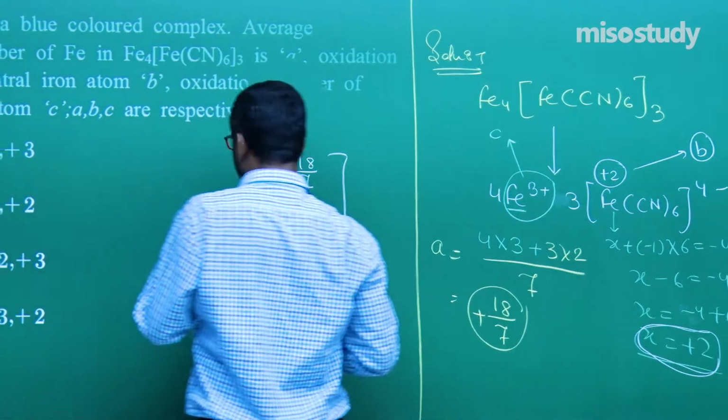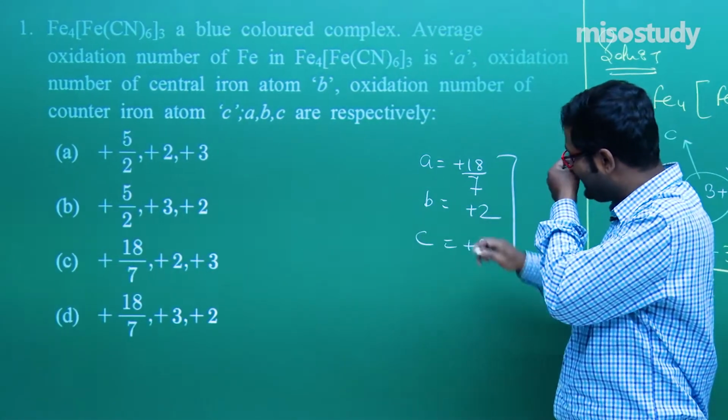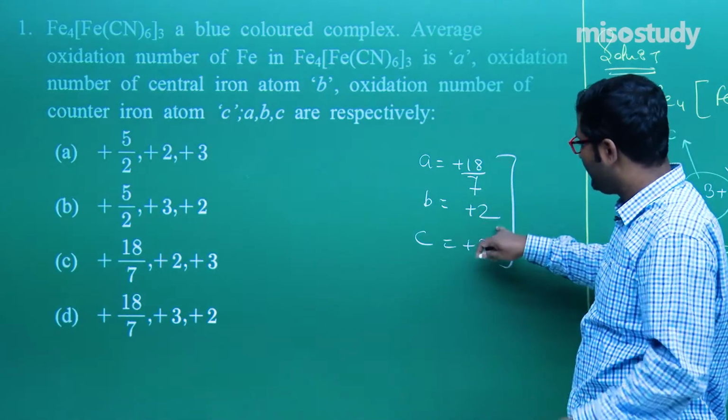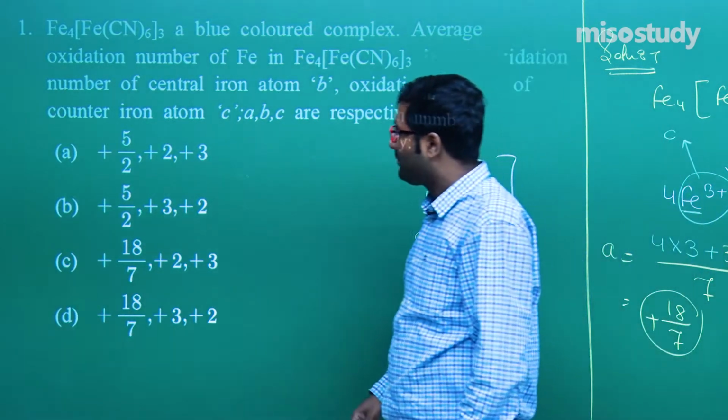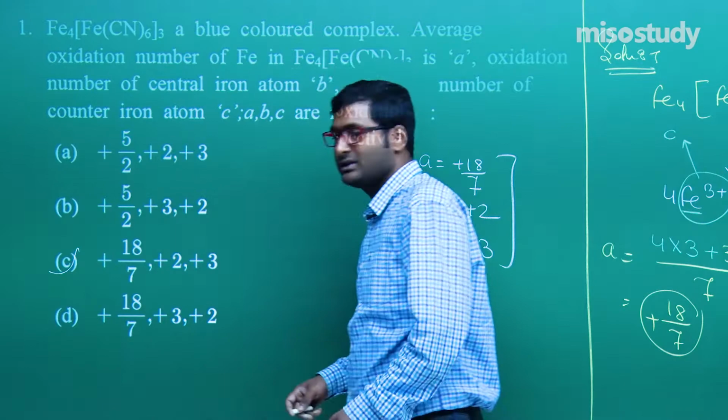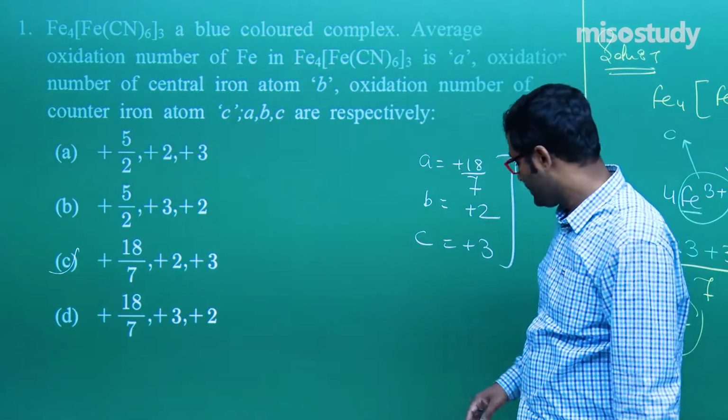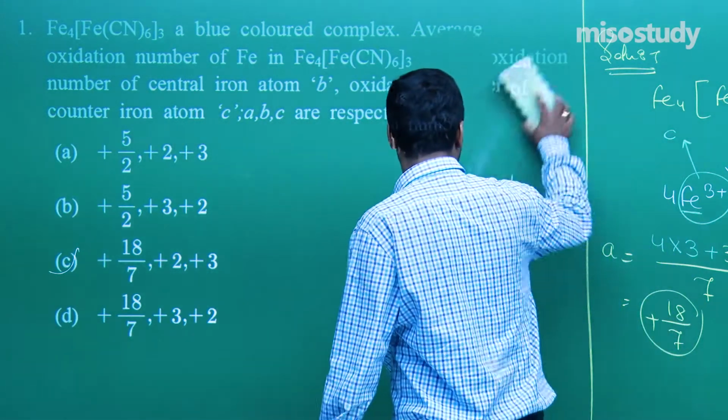This is the answer. Now check out which one is the correct option. A is equal to 18 by 7, B is equal to +2 and C is equal to +3. So for this question, C is the correct answer. Now I'm going to rub this part and we'll discuss the next question. Wait for a moment.